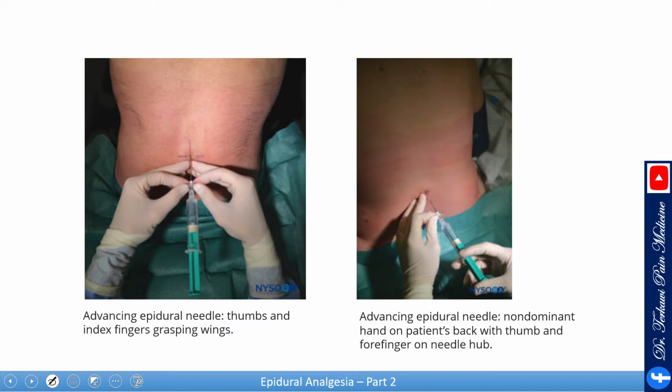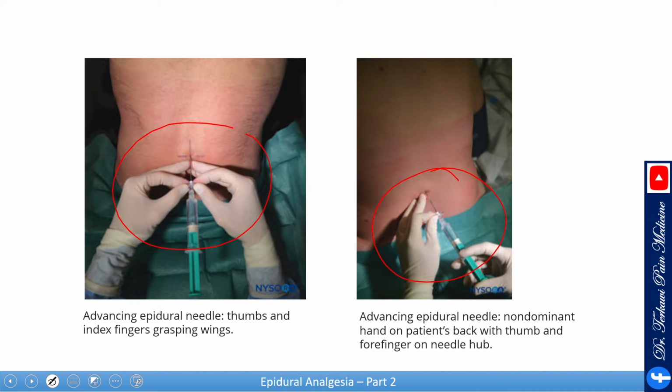Here, you will see the thumb and the index finger grasping the wings. And here, you will see the non-dominant hand on the patient's back with the thumb and forefinger on the needle hub. Now, which one should you use?